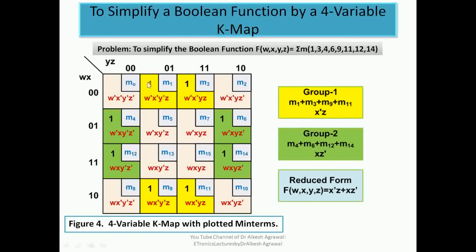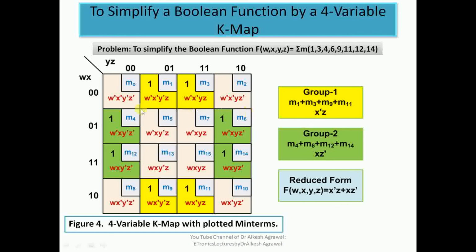How? For this group comprising of M1, M3, M9, M11, we have to focus on these two rows where WX is 00 and 10. Here x is fixed, sorry, and our w is changing. So w will be removed, what is left is x bar, so we have x bar. Now we focus on these two columns where YZ is 01 and 11. So what is changing is y and what is fixed is z, so we have z in the final expression.